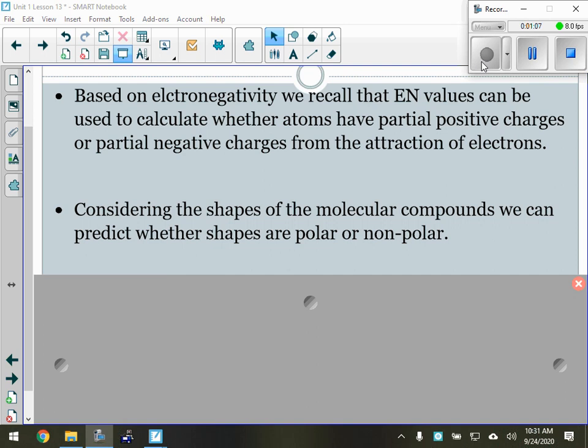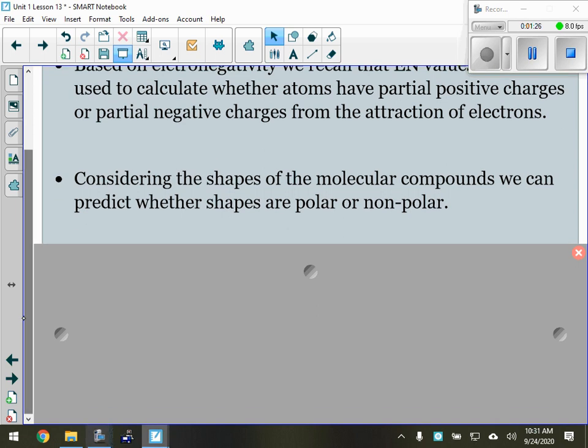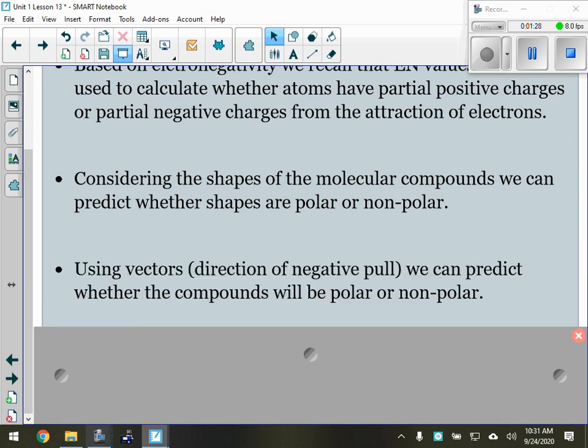So based on electronegativity, we know that sometimes one atom is going to be a little bit negative, one atom is going to be a little bit positive. We'll review that today. But we also have to consider the shape of the molecular compound, and we need to be able to predict whether these compounds are going to be polar or non-polar as a whole. All right. So we're going to use vectors, directions of negative pull. We can predict whether the compounds will be polar or non-polar.